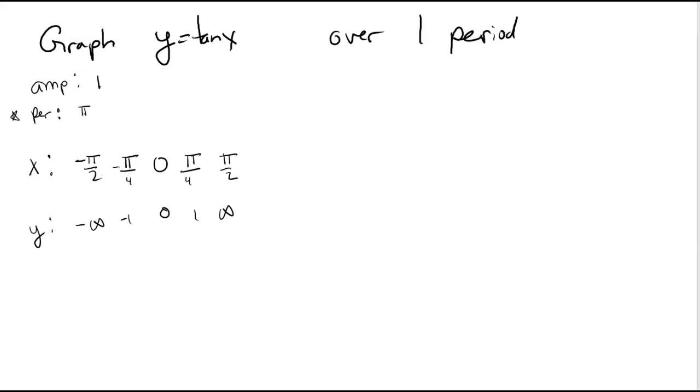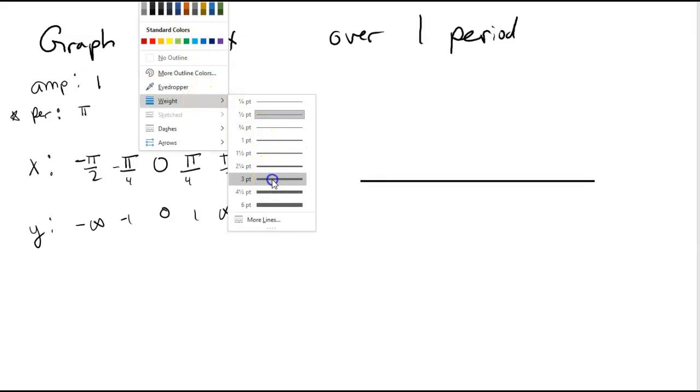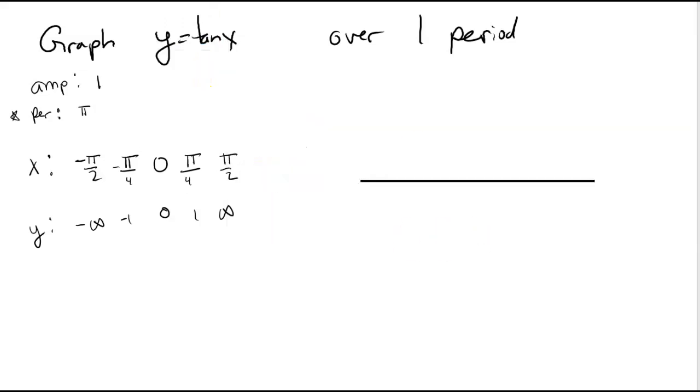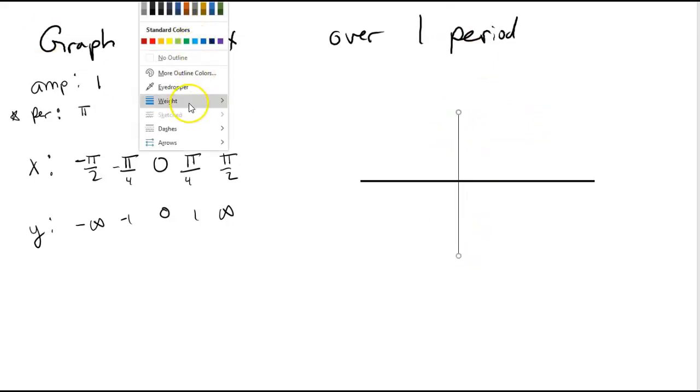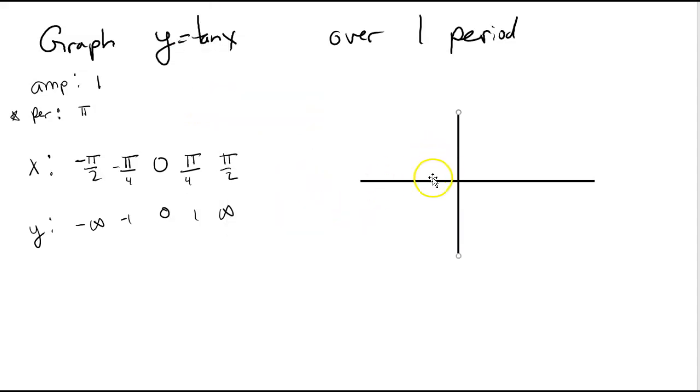So let's go ahead and draw an x-axis, and I'm going to make that a little bolder. And draw a y-axis. That looks like a good one. Again, make that a little bolder so we really get to see that. Okay, let's go ahead and plot our points.